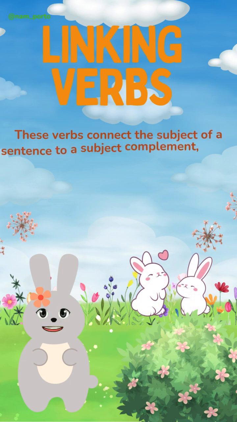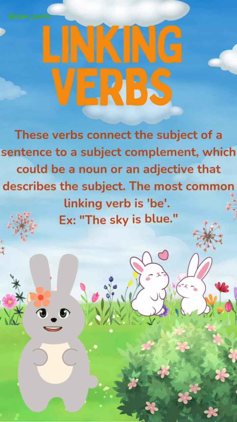Next up, we have linking verbs. These verbs connect the subject of a sentence to a subject complement, which could be a noun or an adjective that describes the subject. The most common linking verb is be. For example, the sky is blue. The verb is links the subject, the sky, to the complement blue. Other common linking verbs include seem, become, appear.